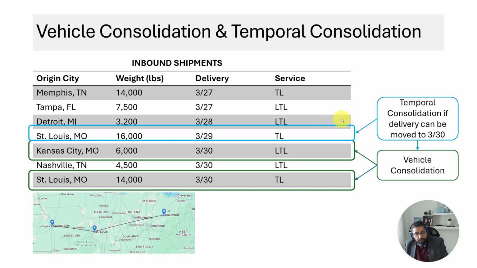Now, the blue box, that's called a temporal consolidation because you have to move the date. So that shipment is going to come on 29th March. Now it's going to arrive on 30th March. So you're moving the date. That's why it's called temporal. But the other 2 shipments arriving on 30th March, we call them vehicle consolidation because we are not changing the date. We're just putting them on the same truck.